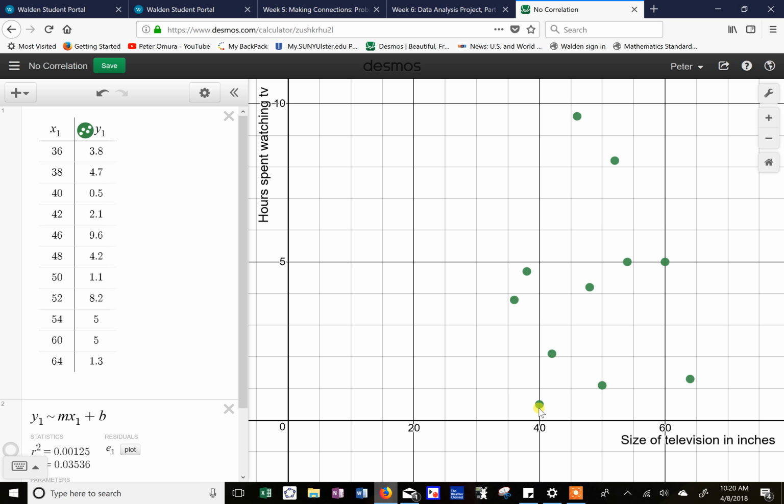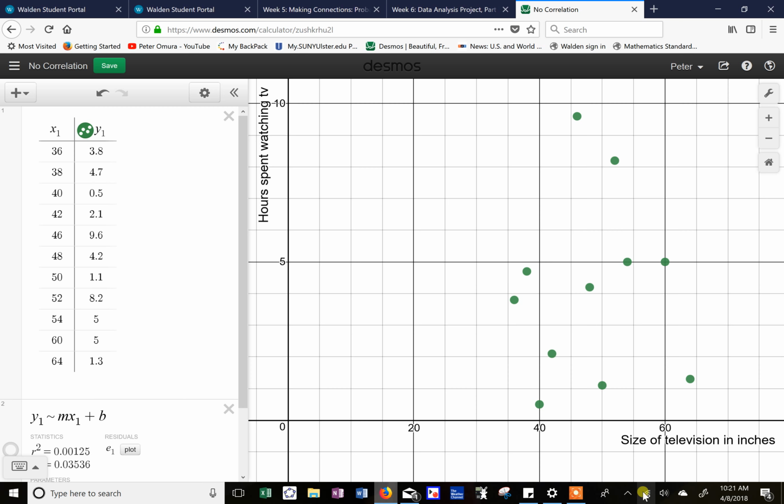I can still graph these. That's fine. See, 40-inch TV, half an hour watched. The person with the largest TV only watches 1.3 hours, and that's 64 inches. The person who watched the most amount of TV had a 49-inch TV at 9.6 hours. Now, I'm not really sure. Let's see how many data points I have. I have 1, 2, 3, 4, 5, 6, 7, 8, 9, 10, 11.